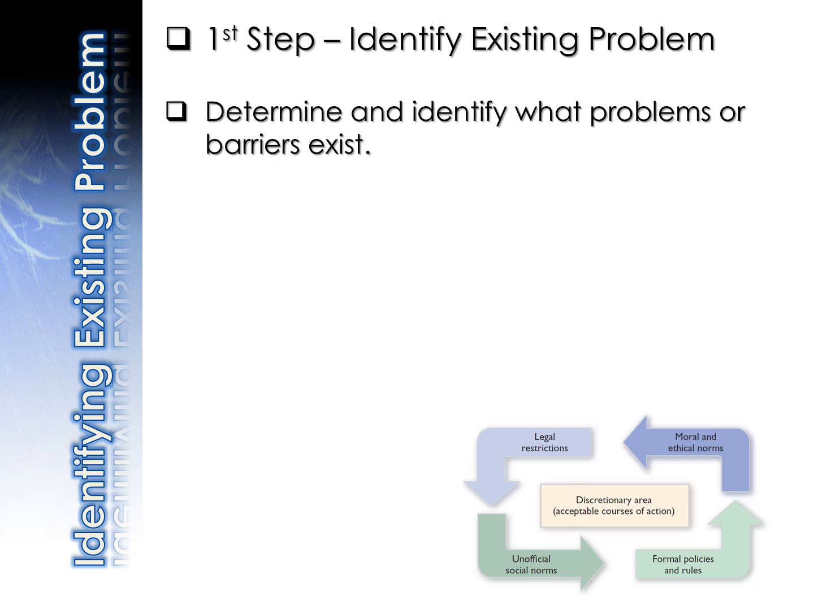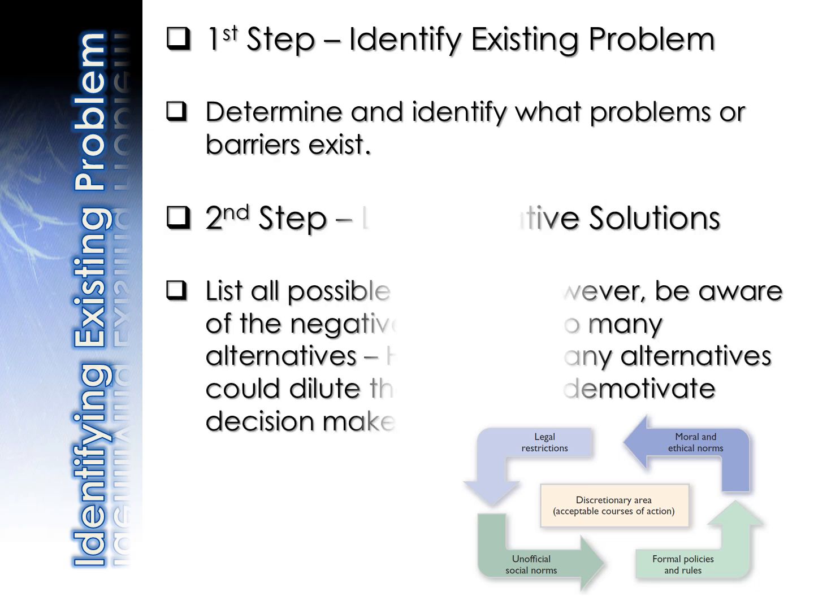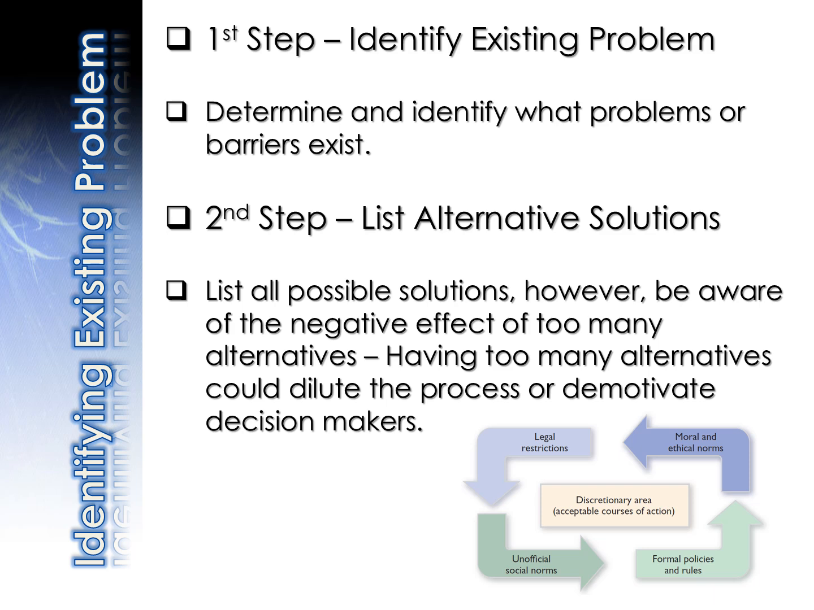So step 1, identify the existing problem. Determine and identify what problems or barriers exist. Second step is to list alternative solutions. List all the possible solutions. However, be aware of the negative effect of too many alternatives. Having too many of those could dilute the process or demotivate the decision makers.